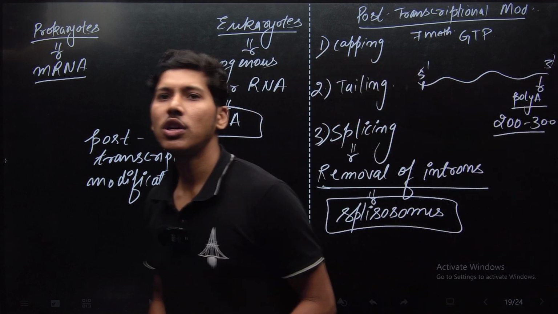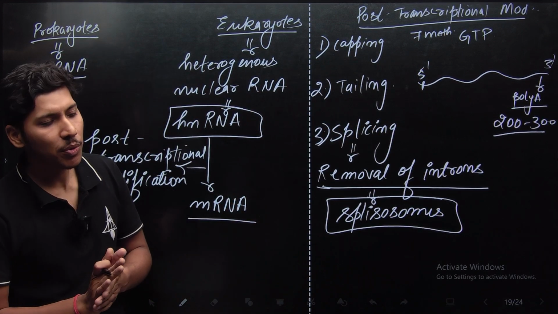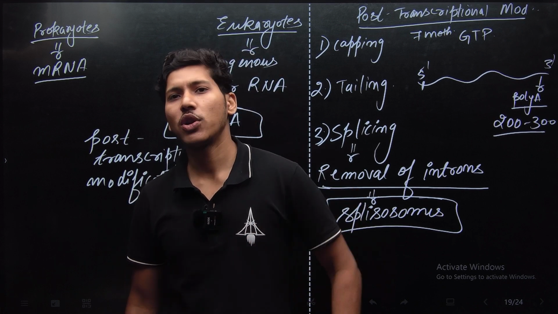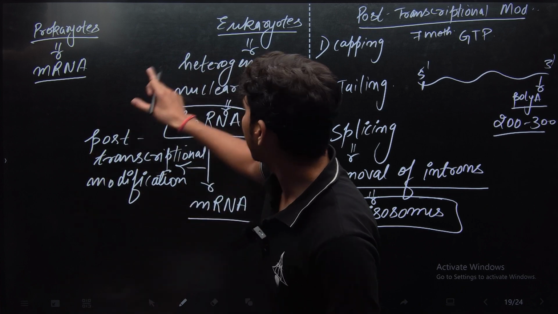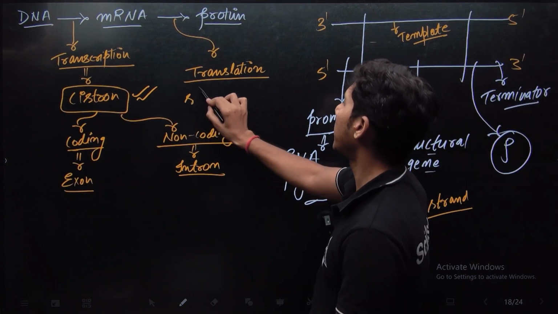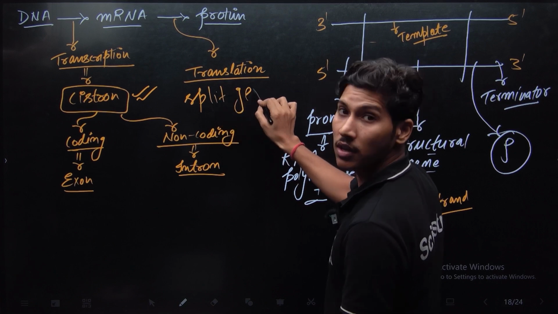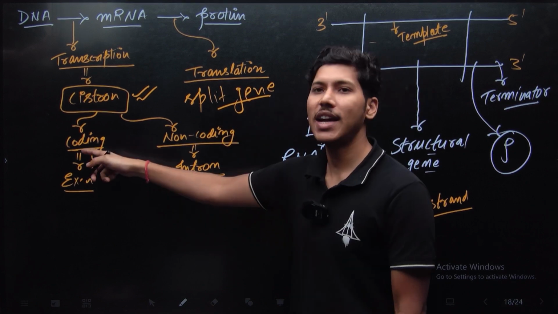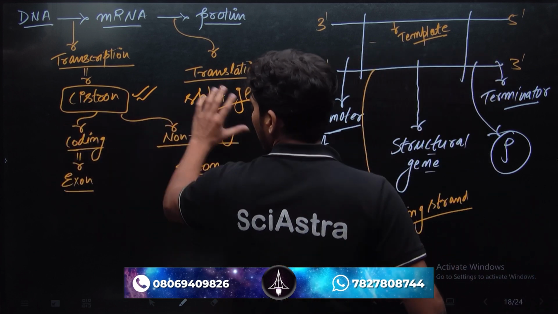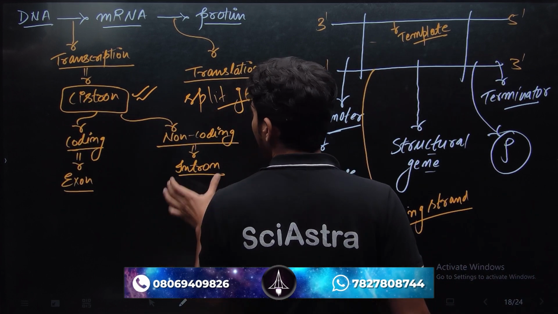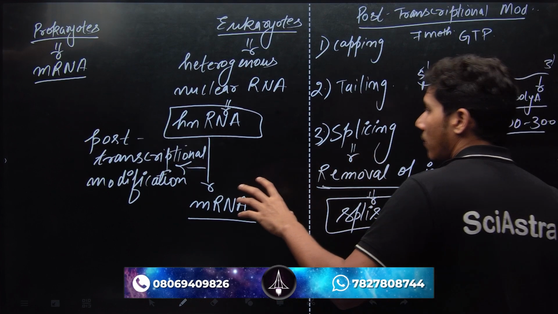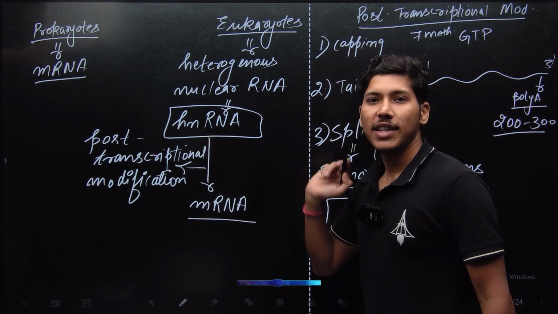So in prokaryotes, we have only coding regions. That's why prokaryotes don't need any post-transcriptional event for the maturation of nascent RNA. But in eukaryotes, we know that cistrons of eukaryotes have a split gene arrangement, which means that they have coding and non-coding sequences both. So we have synthesized the whole coding plus non-coding RNA, but we have to remove this non-coding RNA from the nascent RNA or the heterogeneous nuclear RNA that we have produced.